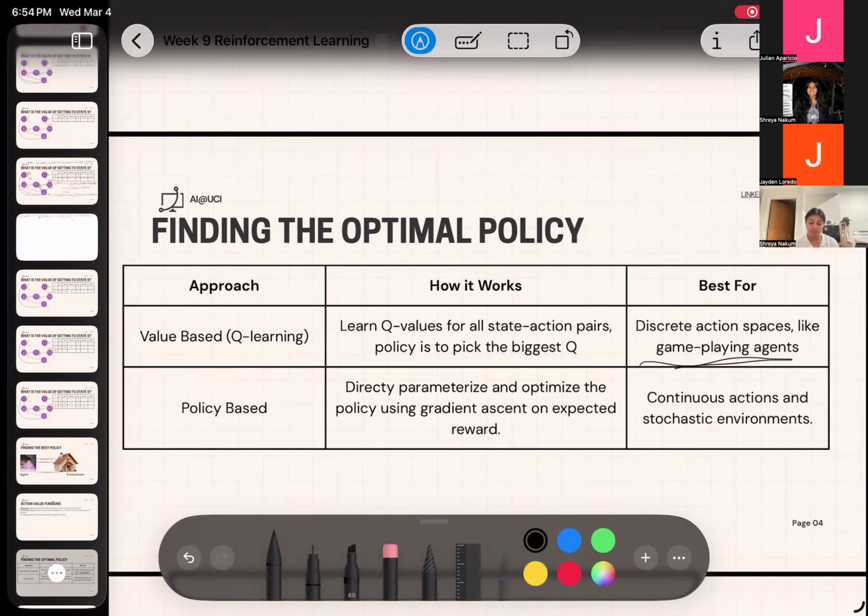The other one is policy-based, which is just directly parameterizing and optimizing your policy using gradient ascent so you can get to the highest expected reward. So this is not for things like, I have this set number of actions. It's sort of like as if you can imagine a graph and traversing it. Continuous actions are what this is useful for.